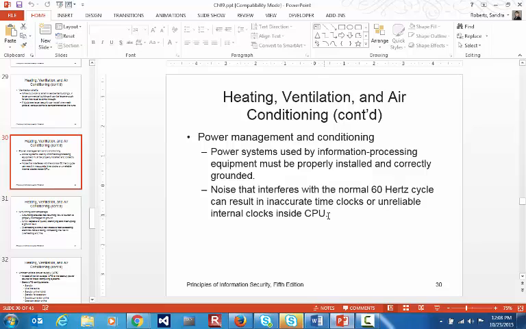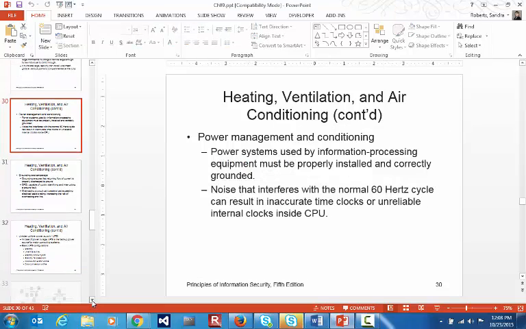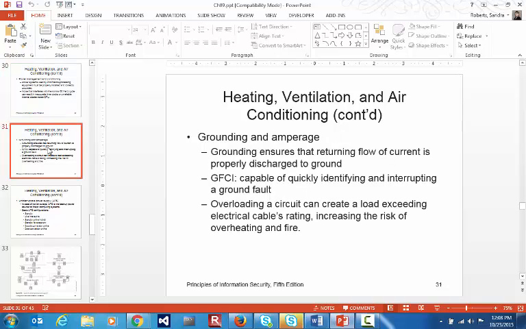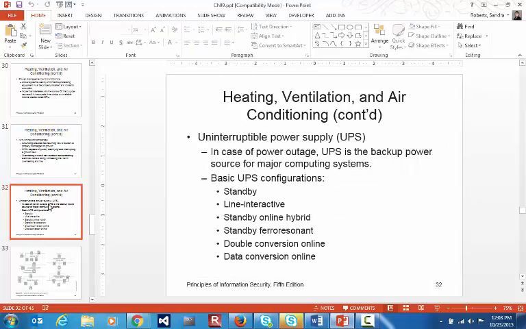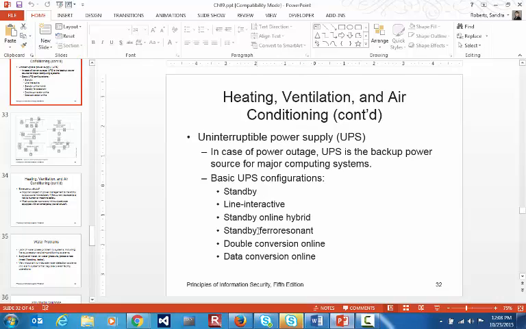That's why you have to turn off your phone, or are supposed to, when you're traveling or when you're in a doctor's office or things like that. That noise from your cell phone messes up their system. Grounding, GFCI, identifying quickly a ground fault. Okay, uninterruptible power supplies, and that's what we did in our assignments. We took a look at these power supplies and the differences between them.